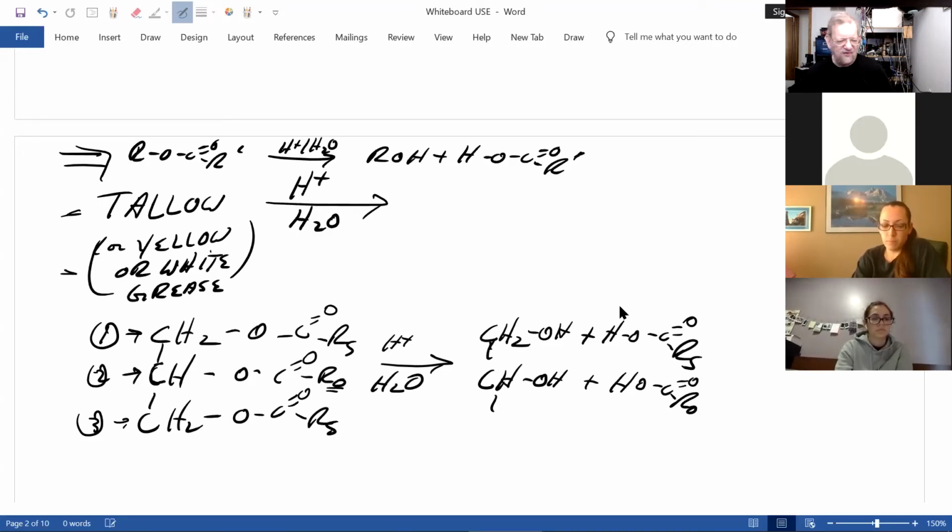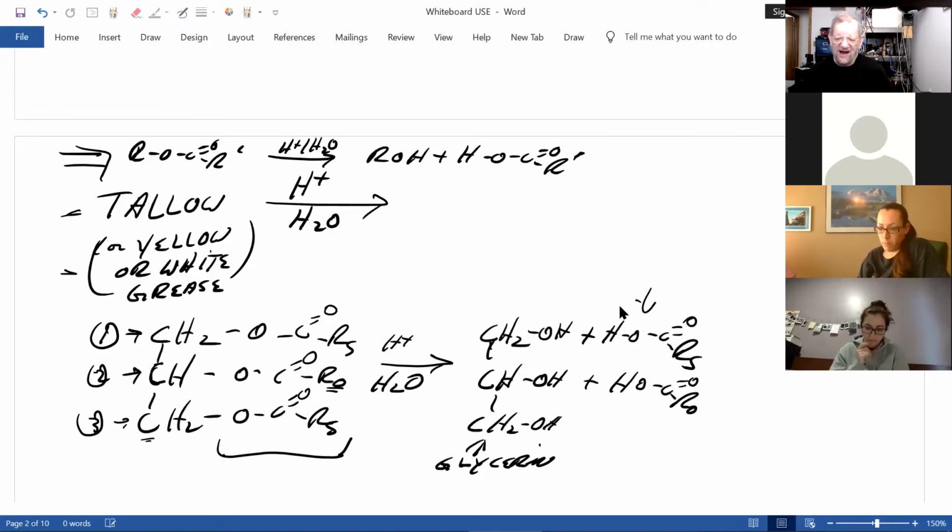And finally, ester number 3 will get this alcohol. And so overall, you get glycerin. And this right here becomes stearic acid. If you want to write it again or put a 2 there, it's cute.